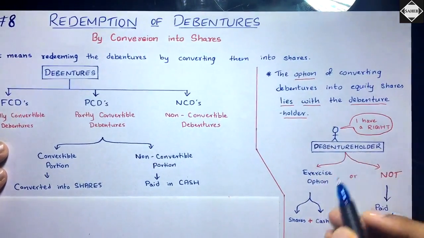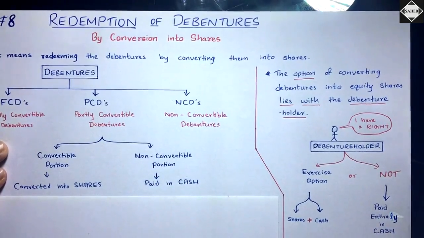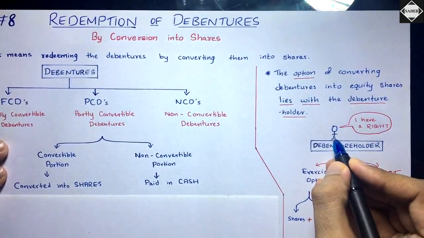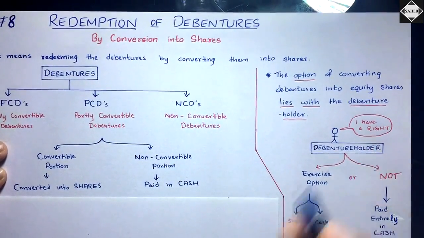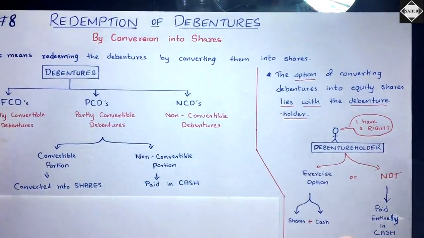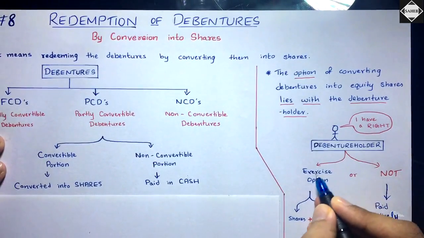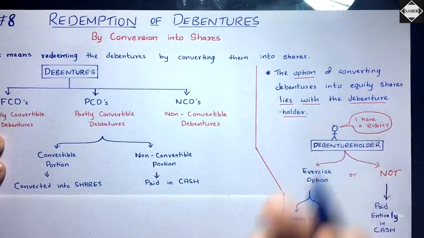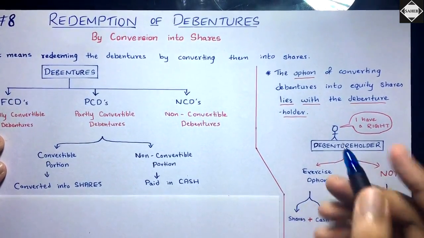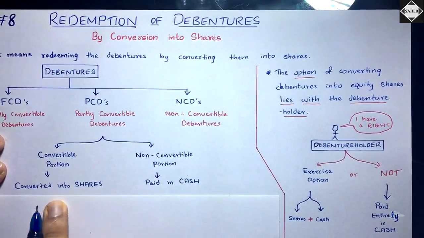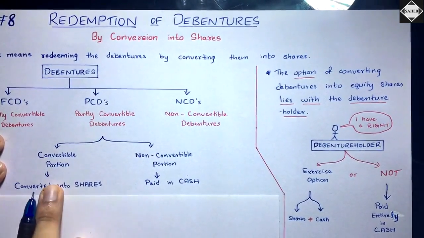They will have to exercise the option. Understand this properly, it's very simple. The debenture holder will have a right, not an obligation. He will have a right to choose whether he wants the shares or not. So if he exercises the option, if he goes for the option, then only he will get the shares for his debentures, for the convertible portion.